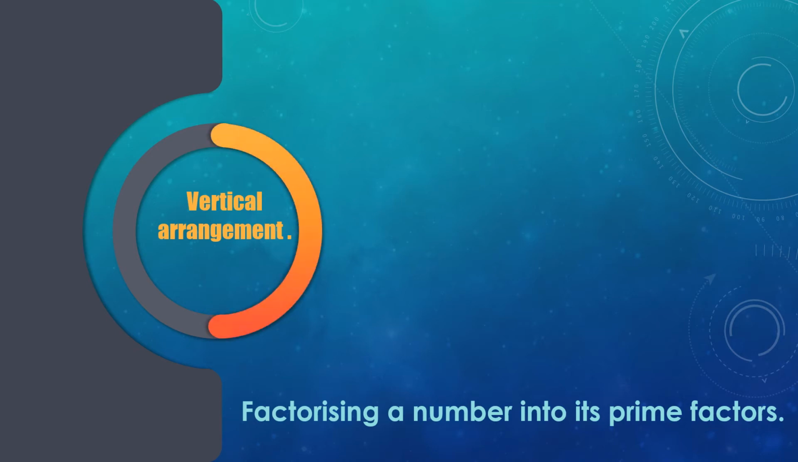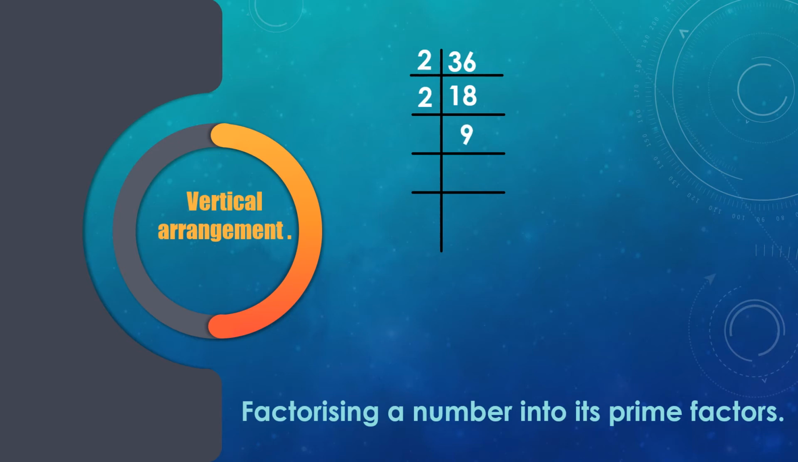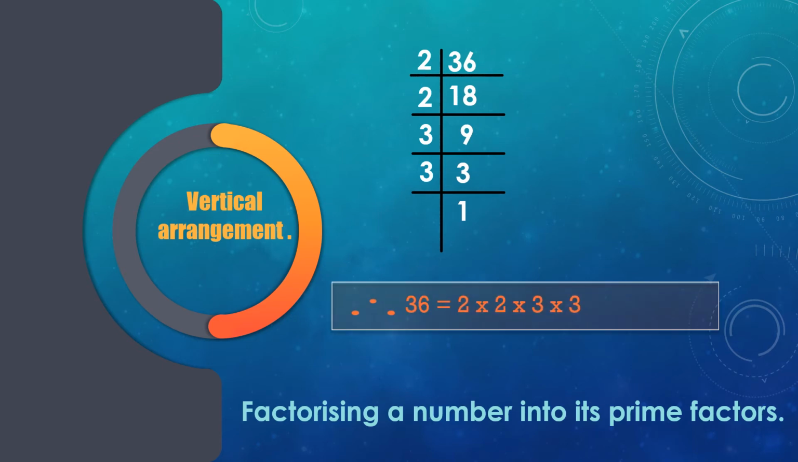Next method, vertical arrangement. Let's factorize 36. 36 is an even number, so it is divisible by 2. 2 18s are 36. Now, 18 is again an even number, so it is divisible by 2. 2 9s are 18. Now, 9 is not divisible by 2, 9 is divisible by 3. 3 3s are 9 and 3 1s are 3. Therefore, the prime factors of 36 are 2 into 2 into 3 into 3. That is 2 2s are 4, 4 3s are 12 and 12 3s are 36.